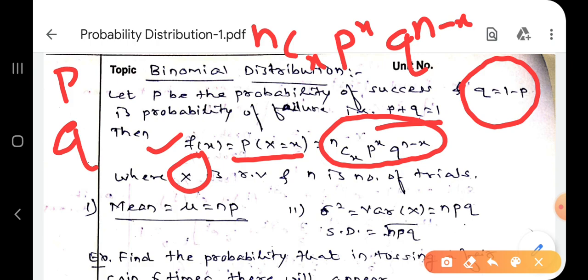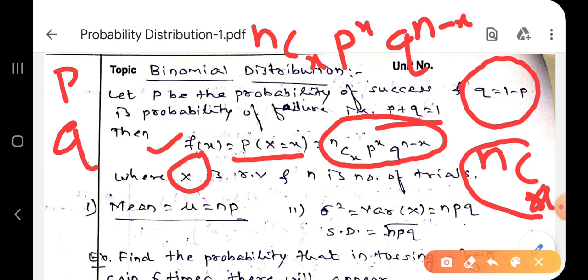Now be ready with your calculator, because we have to do the calculation on the calculator. Near the division sign, if you see carefully, there is an nCr button. If you press Shift and division, you will get the nCr button there. So that nCr we are going to use, and we get the direct calculation.